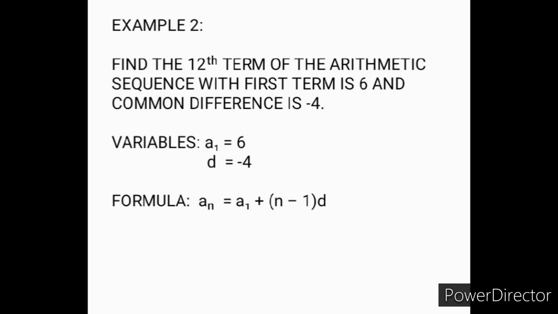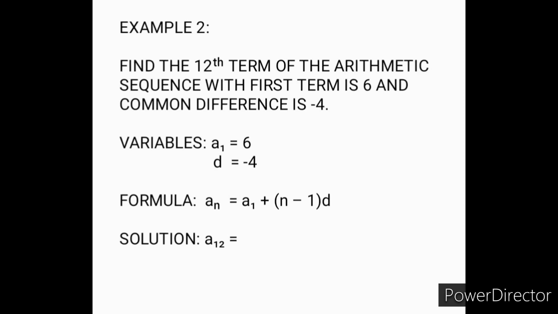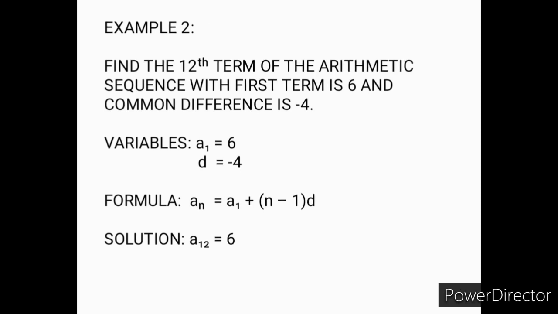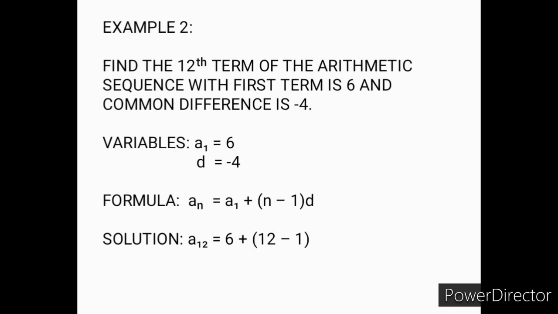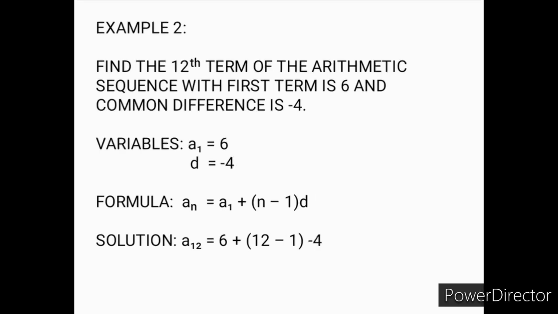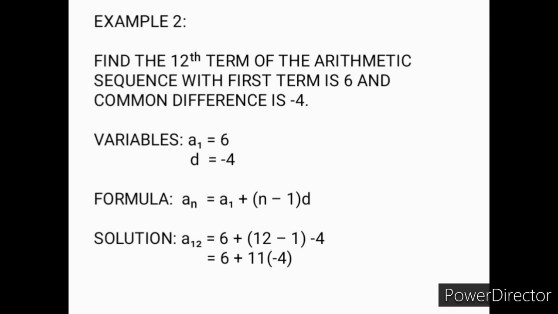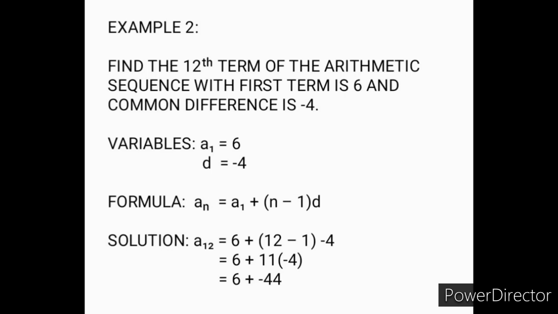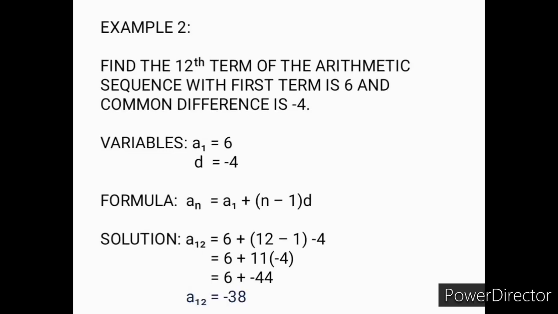Since a sub 1 or the first term equals 6 and common difference equals negative 4, then 12th term equals, substitute 6 in the place of a sub 1, plus quantity 12, since we are looking for the 12th term, minus 1 times the common difference, negative 4, equals 6 plus 12 minus 1 equals 11 times negative 4 equals 6 plus 11 times negative 4 equals negative 44, and 6 plus negative 44 equals negative 38. Therefore, the 12th term of this arithmetic sequence is negative 38.